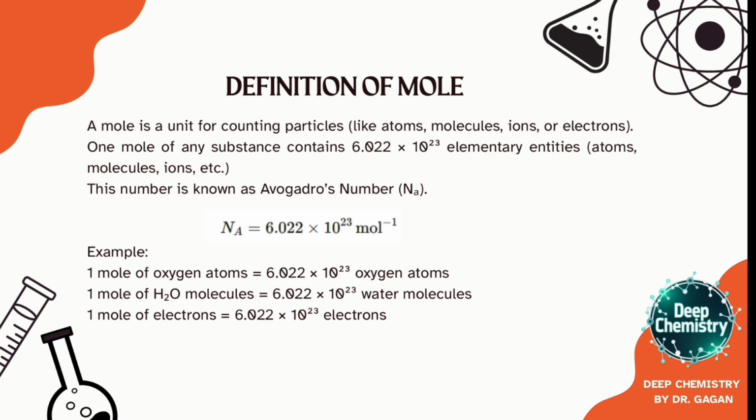For example, 1 mole of oxygen atoms equals 6.022 × 10^23 oxygen atoms. 1 mole of water molecules equals 6.022 × 10^23 water molecules. So, in short, 1 mole equals 6.022 × 10^23 entities.